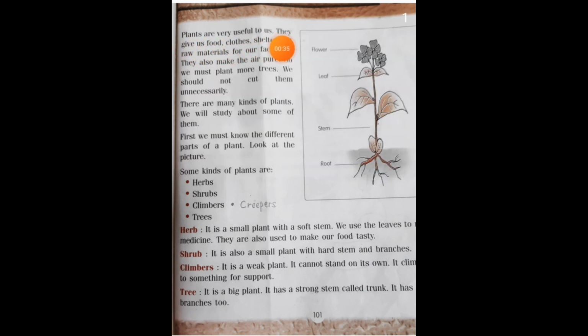Plants are very useful to us. They give us food, clothes, shelter and raw materials for our factories. They also make the air pure. How do they make the air pure? Children, we take in oxygen and give out carbon dioxide, and that carbon dioxide is taken in by plants and trees. So we must plant more trees. We should not cut them unnecessarily.